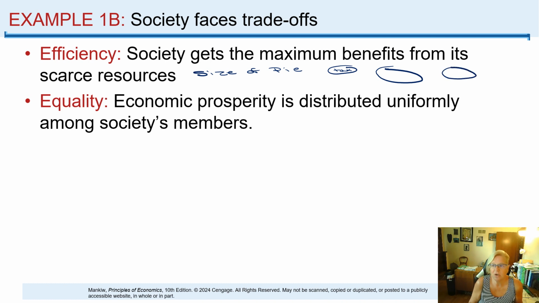Imagine I could draw a circle. Hey, that one wasn't too bad. And so how are those tax dollars going to be apportioned? So the size of the pie becomes the efficiency. The equality is how the pie is divided. So is it divided unequally, as we see here?